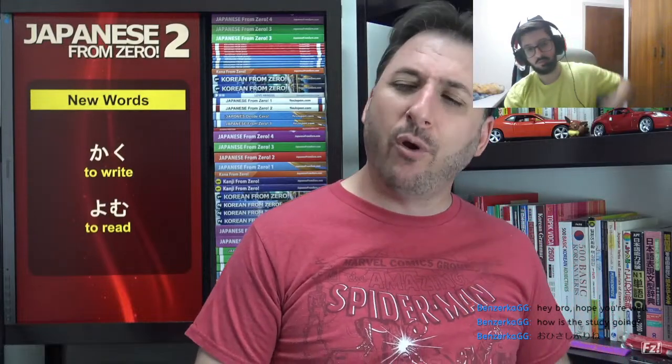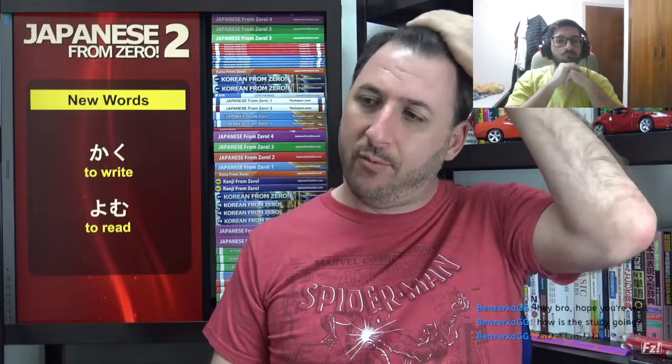Kaku, to write. And yomu, to read. If you go to the dictionary and look up kaku, it also means to scratch. Kind of a cool thing. If you look it up with the kanji, of course, it will. We don't have the kanji showing here, but just in the hiragana, it will bring multiple verbs that mean something different. But now we're learning to write something. Okay. Yomu is to read. Seems like a good combination of things to know.